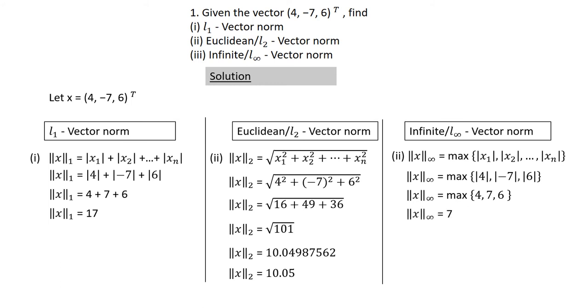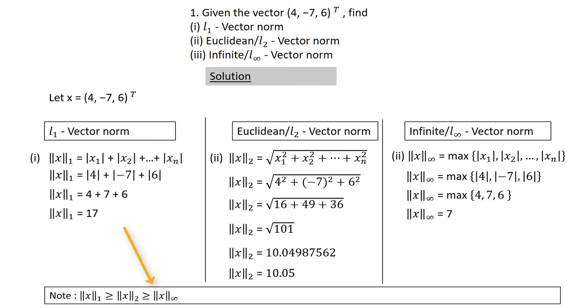We can also see that there is a relationship between L1 vector norm, the L2 vector norm, and the L infinity vector norm, which is the L1 vector norm is greater than or equal to the L2 vector norm, and the L2 vector norm is greater than or equal to the L infinity vector norm. Sometimes you may be given either the L1 vector norm, the L2 vector norm, or the L infinity vector norm, and you may be asked to find one of the vector values.